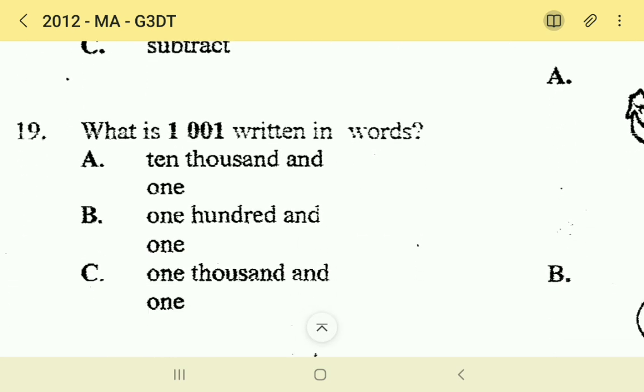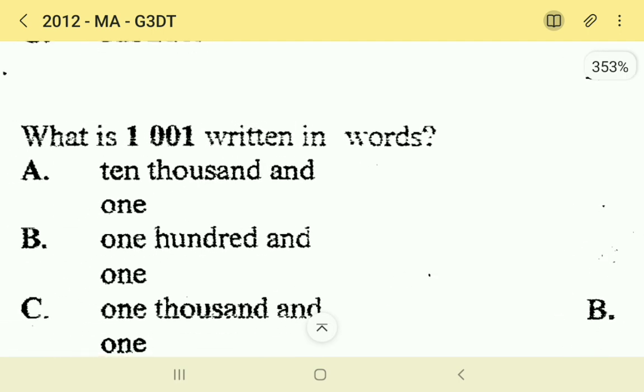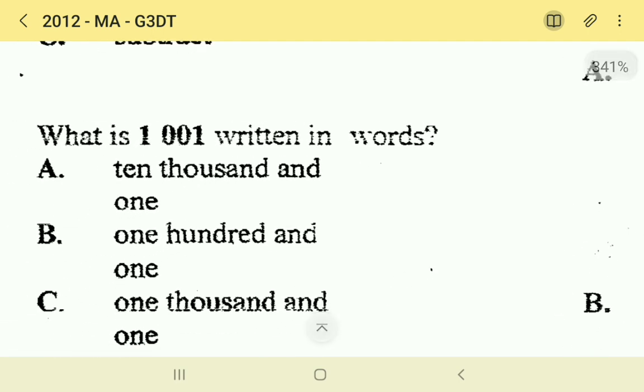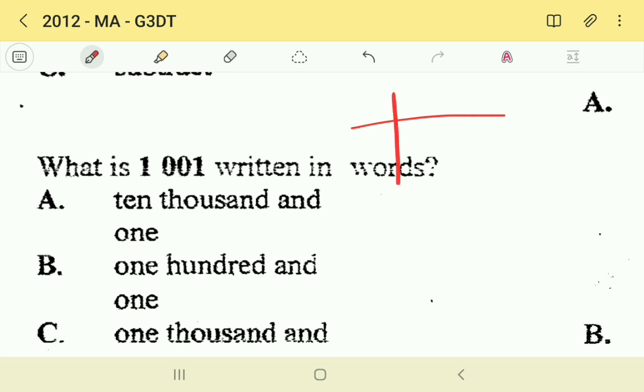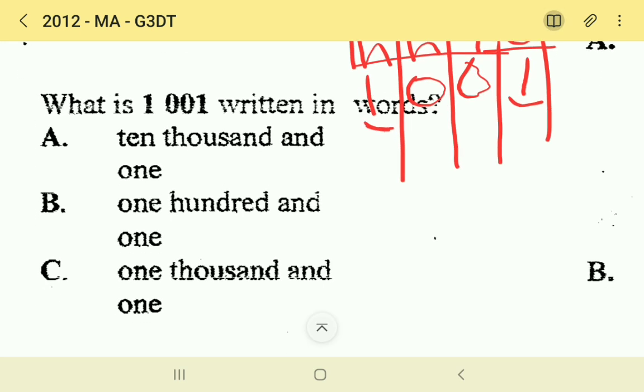Number 19. What is 1,000, no hundreds, no tens, and one written in words? So in other words, it's 1000. If you were to do your table, 1000, 100, tens, and ones, you have 1000, no 100, no tens, and 1. So it's 1001. Would it be 10,001? Would it be 101? Or would it be 1001? And the answer is C, 1001.